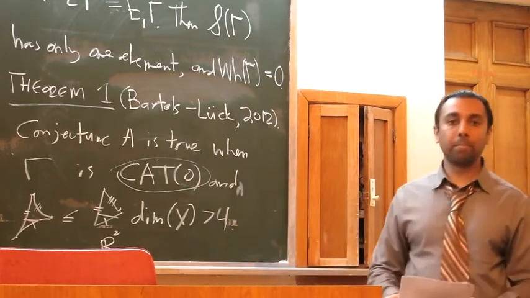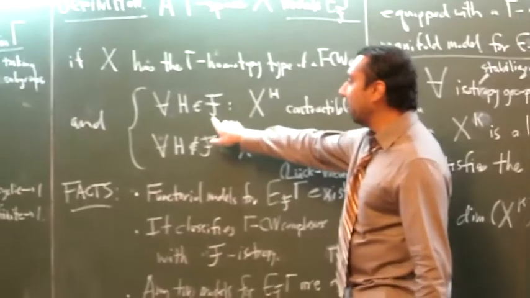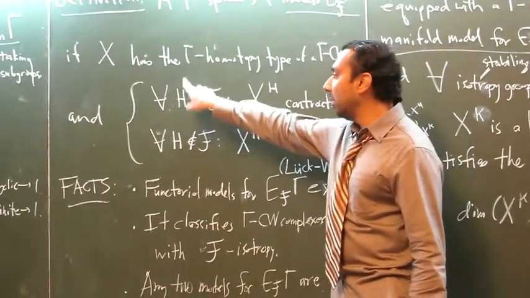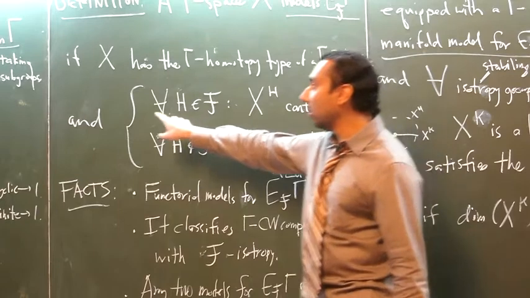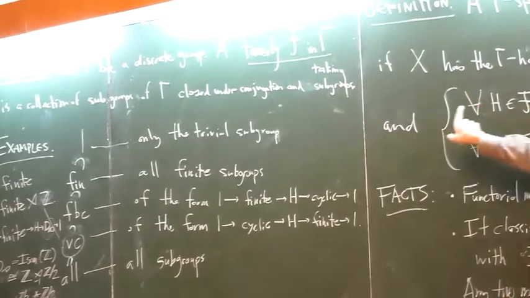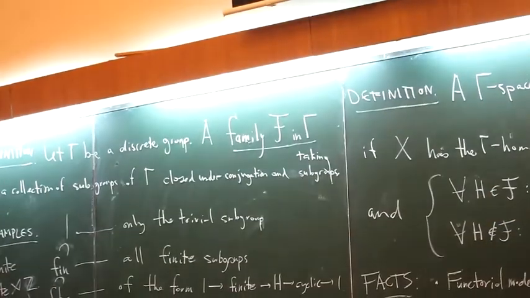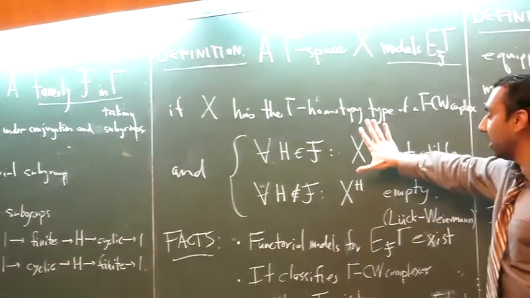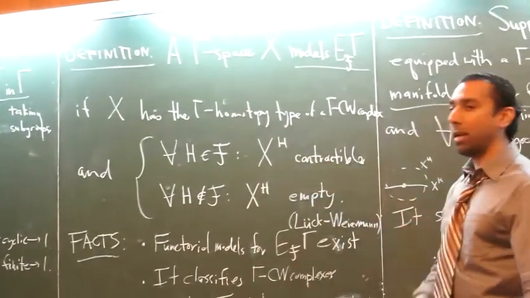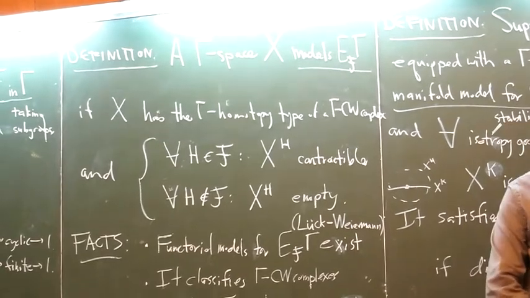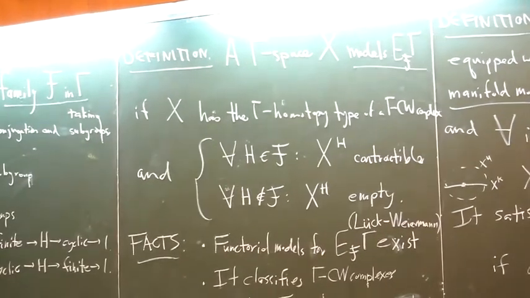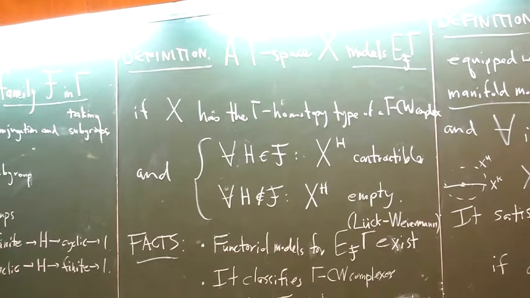May I ask you one more thing about this conjecture? Does it imply that X is a contractible manifold? Yes, this means that X is contractible. Because in the family, you will always have the trivial subgroup, since it's closed under taking subgroups. So for the trivial subgroup, the fixed set is everything, and so in particular it's contractible. For this reason, EG in this notation is E1G. Yes, that's right.